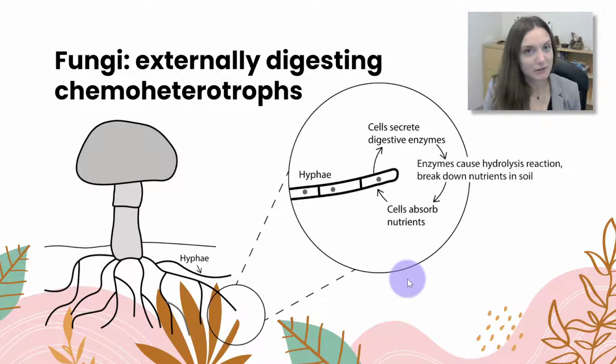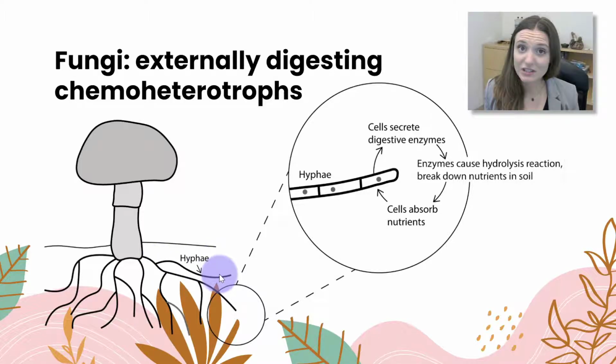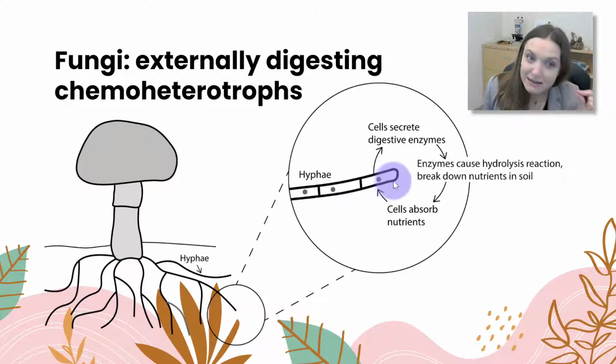But what's different about them, and what makes them a key player for establishing life on land, is that they have external digestion. So the way fungi eat, it's totally cool. They have very small, thin, thread-like extensions of their body that are all part of the same fungi that we call hyphae. And each thin thread is 1 cell thick, so huge surface area.